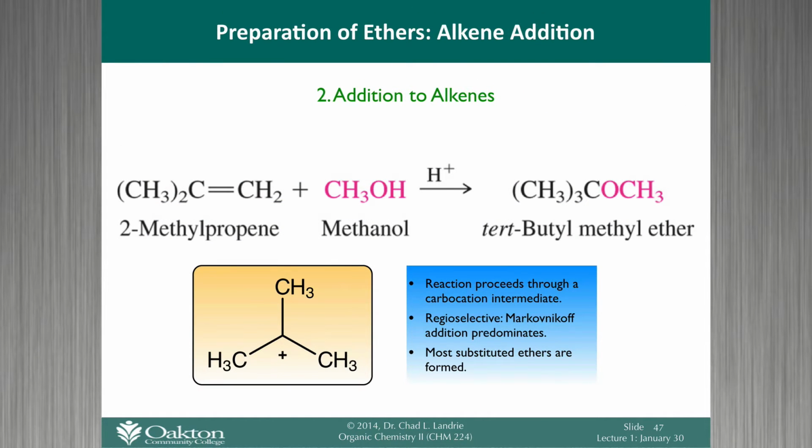Another method for forming ethers is by addition of alcohols to alkenes under acidic conditions. This is analogous to Markovnikov addition of hydrogen halides to alkenes. The only difference is the nucleophile that we're using. To review, let's start with the addition of a hydrogen halide across an alkene. And I'm going to use a cyclohexane ring to make everything clear.